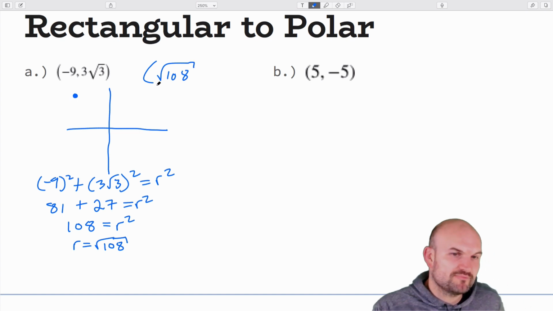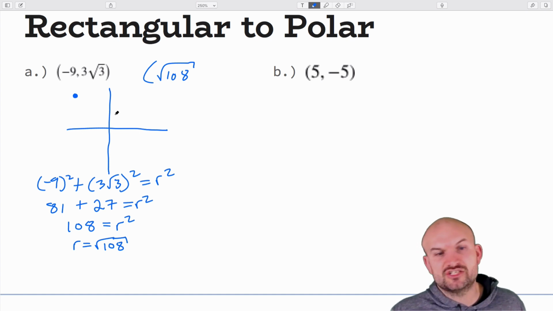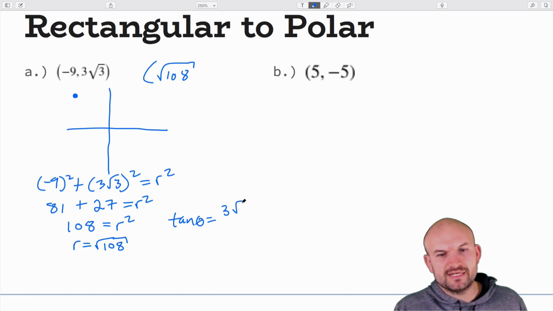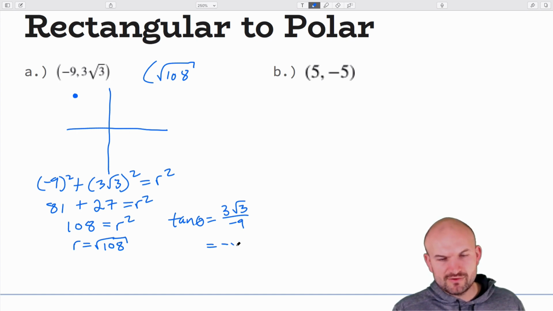You could simplify that, but for this chapter, we're not going to be simplifying our radicals. We'll just leave them as they are. The next thing then, I want to be able to figure out the tangent. So I'm going to do the tangent of theta is going to be 3 square root of 3 over negative 9, which is going to leave me with a negative square root of 3 over 3.